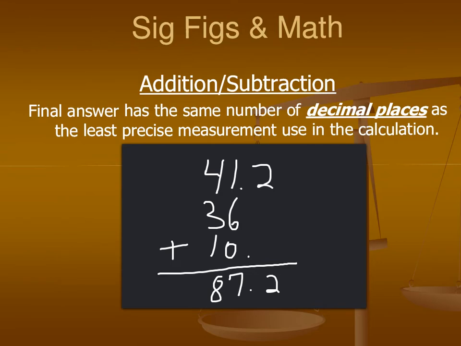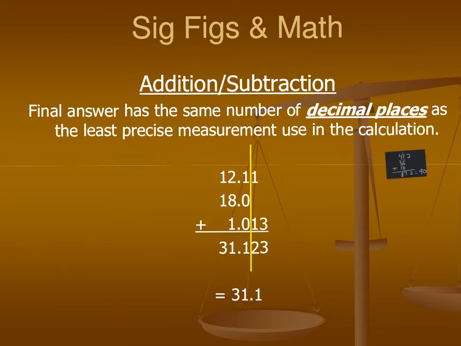But we must round only to the place to the left of this blue line. So our answer must be rounded up to 90 to hold for significant figures. This is because, once again, 10 is the least precise measurement used in this calculation. Here we have another example, same type of thing with addition again.